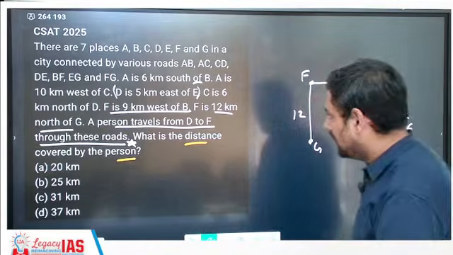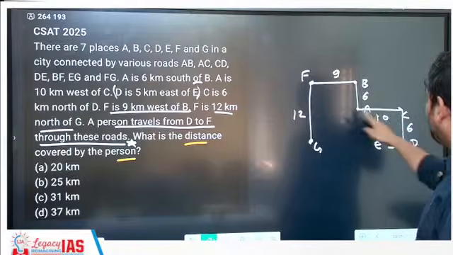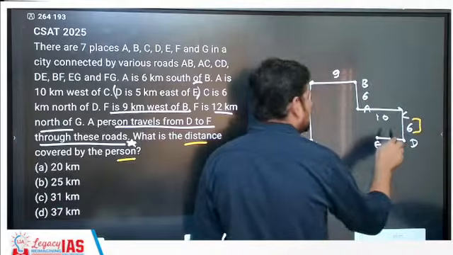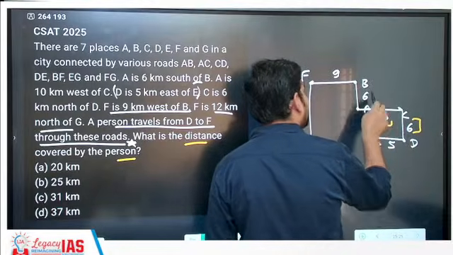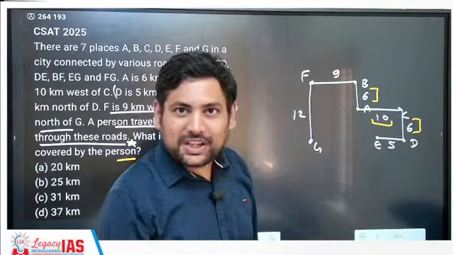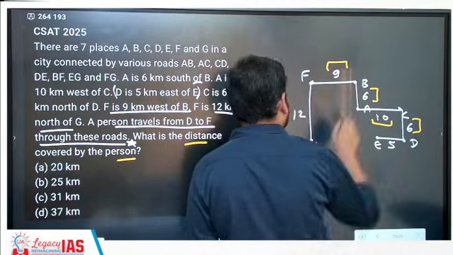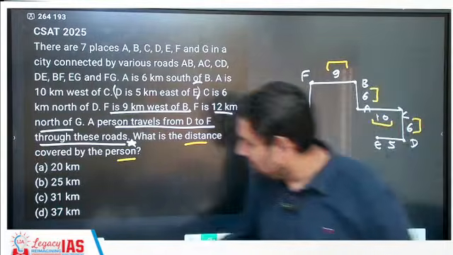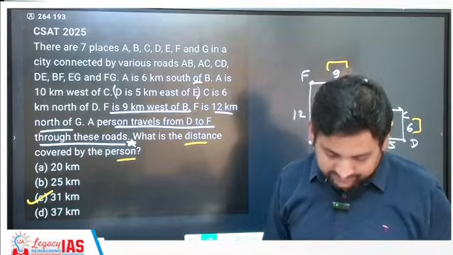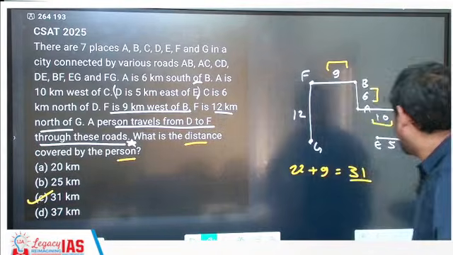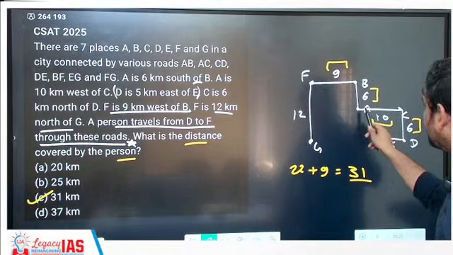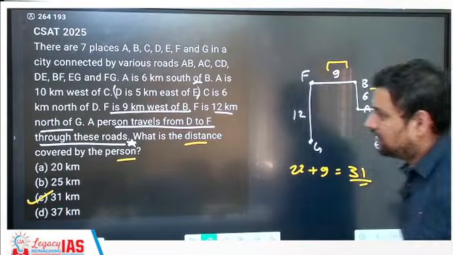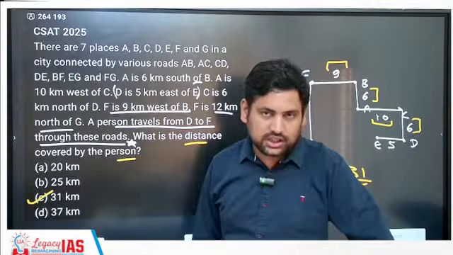So he has to go from D to F. So this is D, and he has to go to F. Correct? So let's start counting. So this is 6, then 10, 6 plus 10, 16, 16 plus 6 is 22, 22 plus 9 is what? 31. So he has to go 31 kilometers. So 6 plus 10, 16, 16 plus 6, 22, 22 plus 9 will give you 31 kilometers. That is why C becomes the answer.